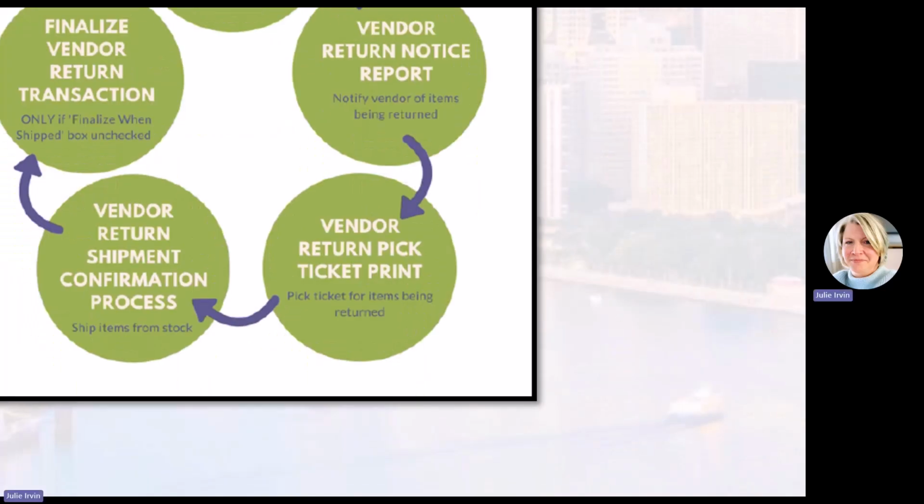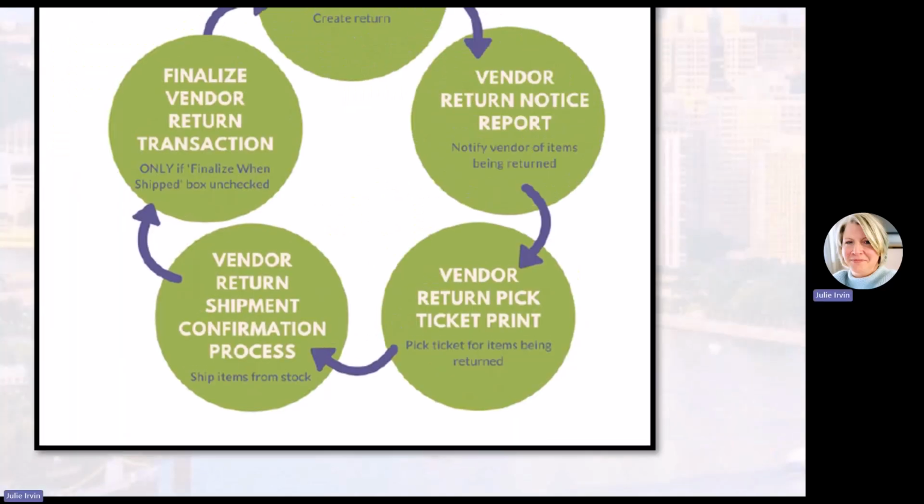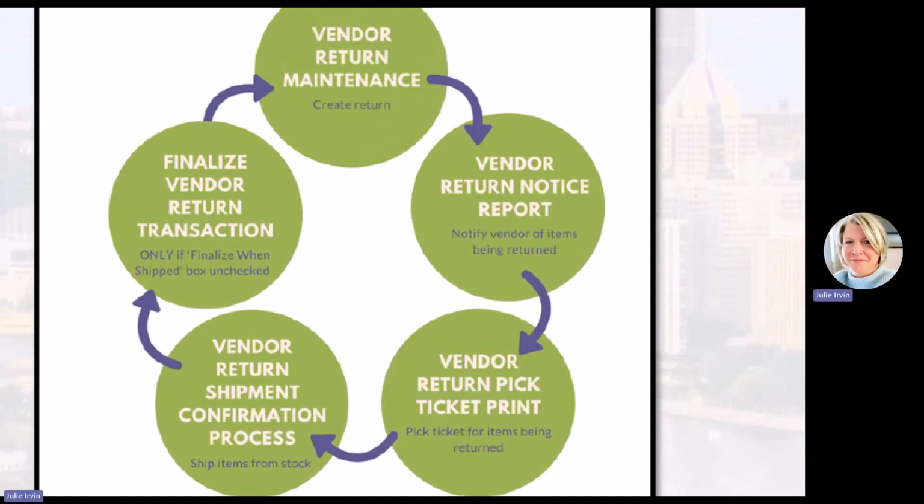And then we're going to print a pick ticket. And there's a specific program for vendor return pick tickets called Vendor Return Pick Ticket Print. And then once that pick ticket prints, you're going to run vendor return shipment confirmation process, and that will remove the items from stock. And then optionally, you may or may not have to run the program finalize vendor return transaction. And we'll talk about the circumstances under which you may have to run that.